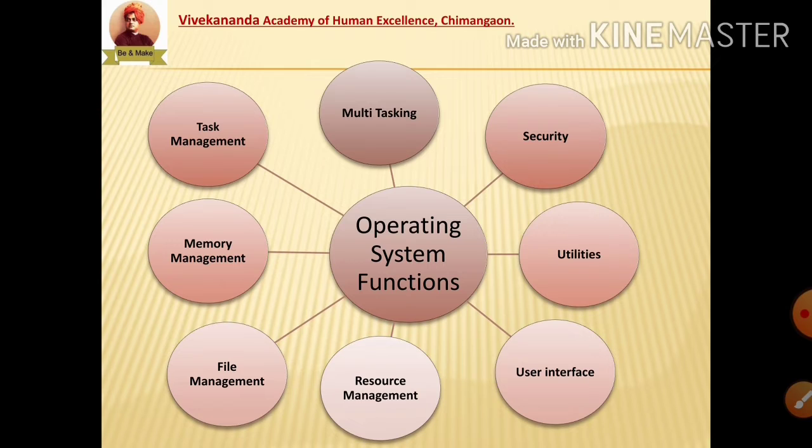Next function of operating system is user interface. As I told you right now, the Windows 7 operating system is using graphical user interface, which means it is using the icons and dialog boxes to interact with each user. So it makes the work of user very easy to understand what actually is going on inside the computer. Again, it is providing different utilities. For example, some of the utilities which are provided by operating system are calendar, weather, etc.